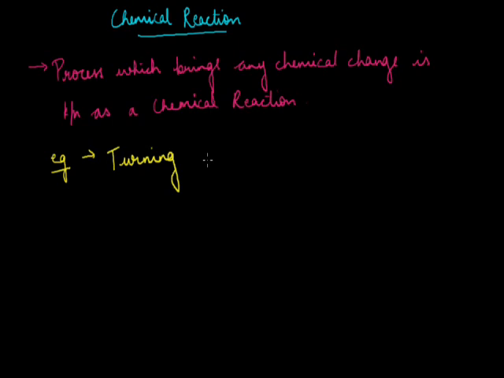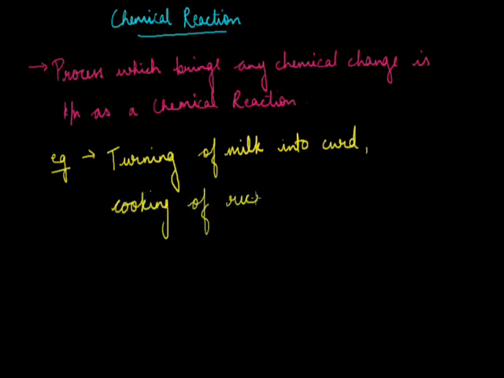Any change by which the properties of the substance which was originally there no longer remain is known as a chemical change. For example, we can take turning of milk into curd. More examples of a chemical change can be cooking of rice or cooking of food. In that process also a chemical change takes place.